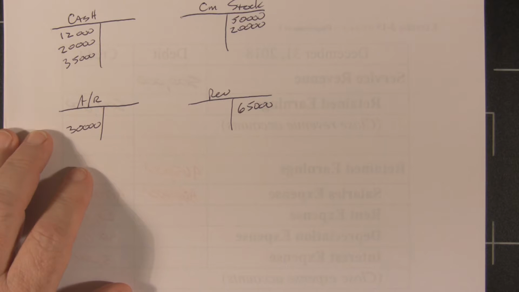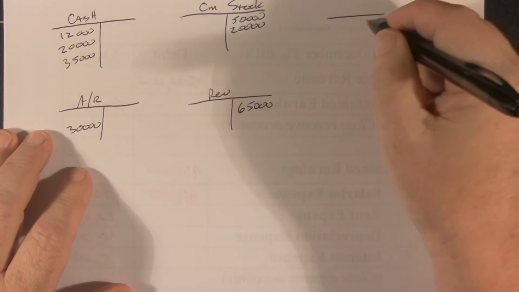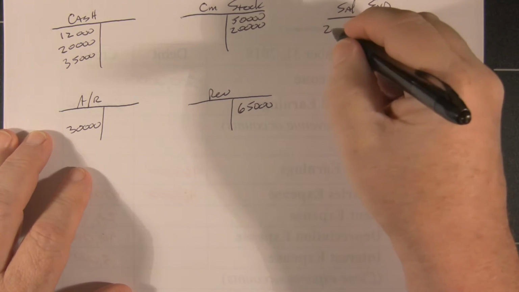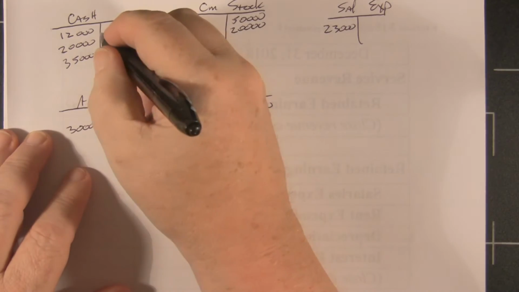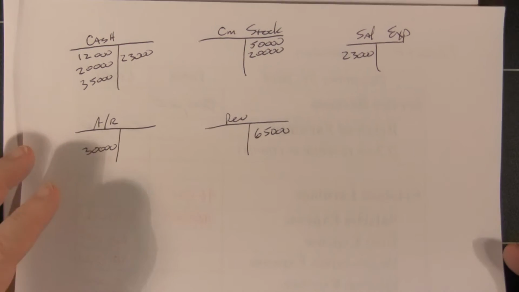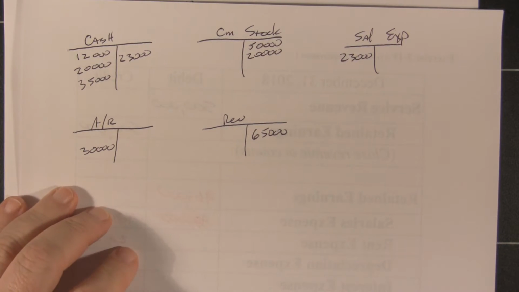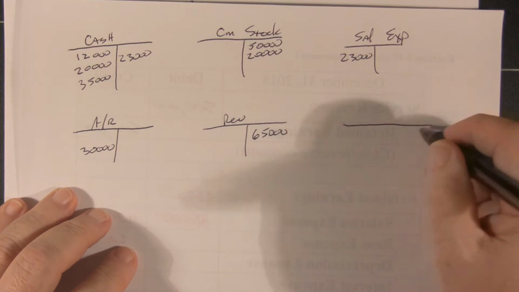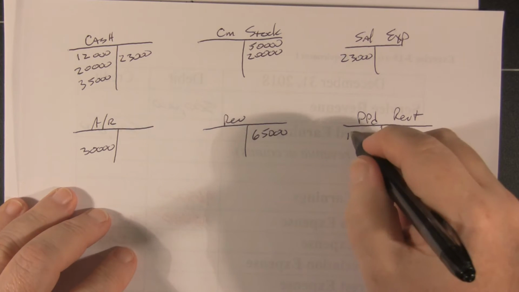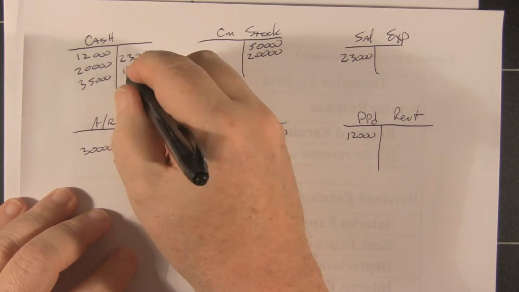And the next thing it tells me is that we paid salaries to employees for $23,000. So I have salary expense of $23,000, debit and a credit to cash of $23,000, because that's what you pay them with, cash. Okay. And then the next one it tells me is that we purchased rental space for a year for $12,000. Well, that's an asset. That's prepaid rent. $12,000. And a credit to cash, $12,000.